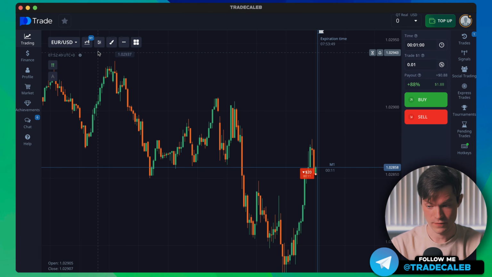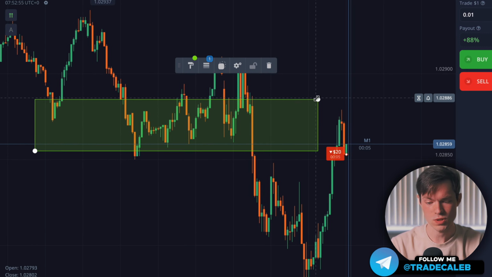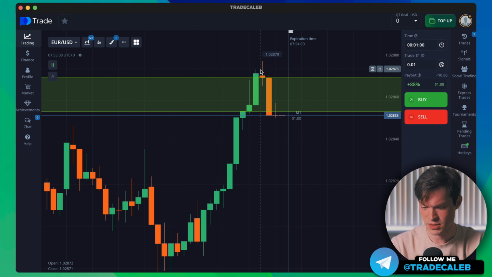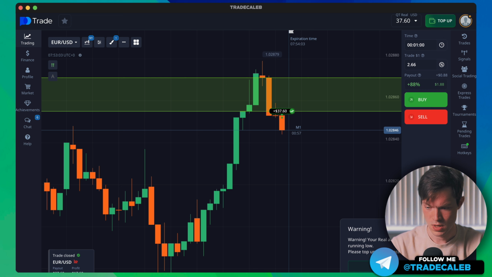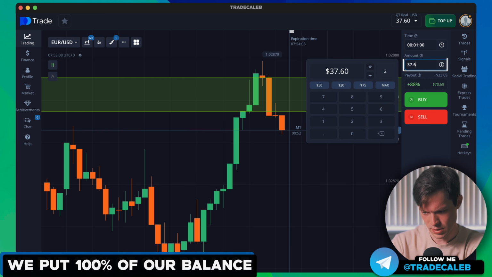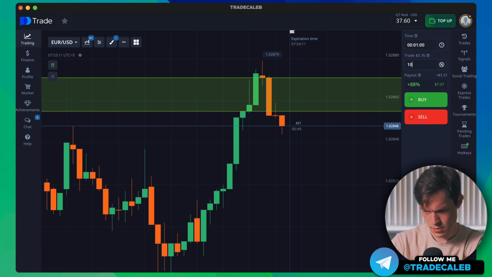Now we're making the first trade, as the chart has encountered a resistance level. We can also visually draw it on the platform, and plus we have a candlestick pattern with a doji candle at the top. You can see how risky the trade is. We put 100% of our balance again.